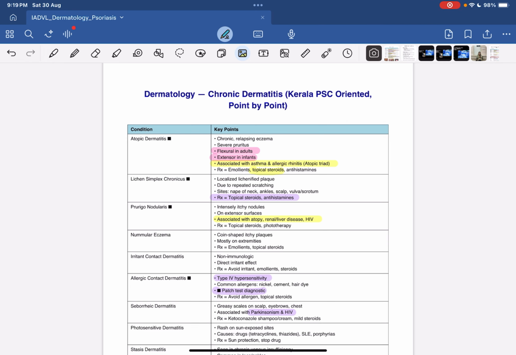Lichen simplex chronicus is due to repeated scratching. A localized lichenified plaque will be seen, and the sites are nape of neck, ankles, scalp, vulva, or scrotum. Treatment is with topical steroids and antihistamines.